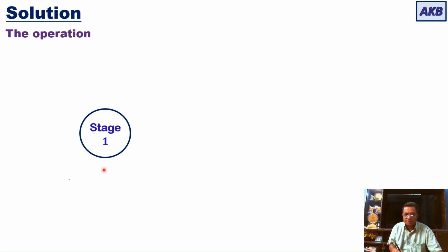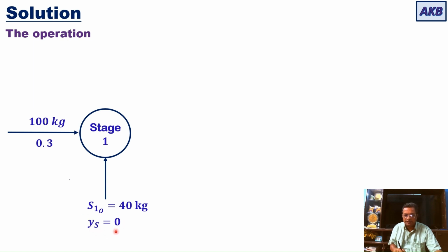Now let us start the solution. First of all, we will represent the operation. So this is stage number 1 of the 3-stage cross current operation. Feed is admitted to this stage. The amount of feed is 100 kg and the weight fraction of solute in it is 0.3. It is contacted with fresh solvent, S10 is 40 kg, and it is pure, that is Ys is equal to 0. So you are going to get the extract phase, E1 will be the amount of extract phase and Y1 will be the weight fraction of solute in it. And then we will be getting the raffinate phase. R1 will be the amount of raffinate phase obtained from stage number 1, and X1 is the weight fraction of solute in it.